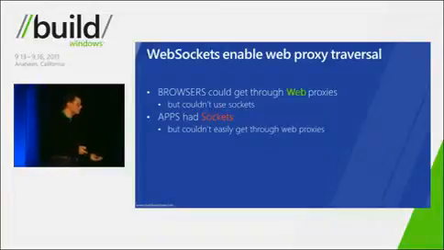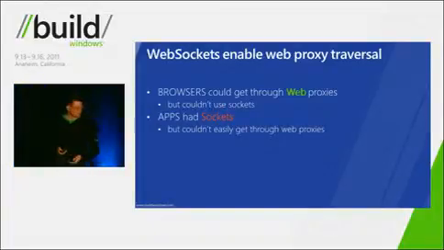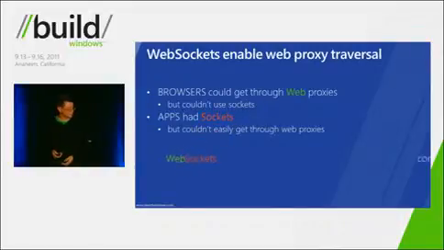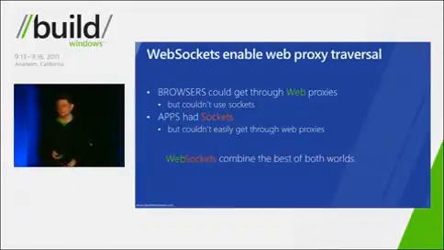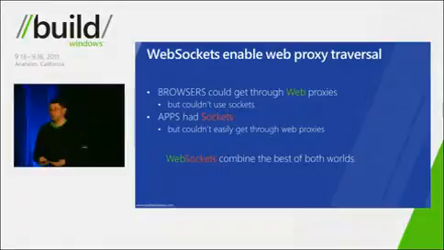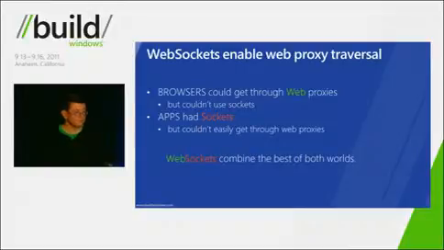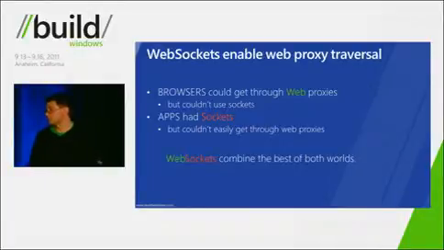So you had browsers that could get through web proxies. You had apps that had sockets. And so WebSockets just takes those 2 pieces, puts them together, and combines the best of both worlds. So what you have is a socket that can get through web proxies. Okay? At the bottom, it's actually using HTTP, or it starts using HTTP at the bottom, and that's how it gets through the web proxy. Okay? So it uses the same semantics as a socket, but with a WebSocket protocol in order to traverse proxies.